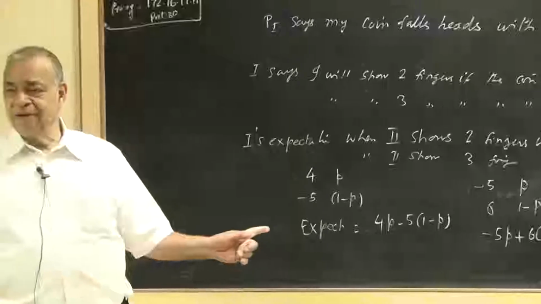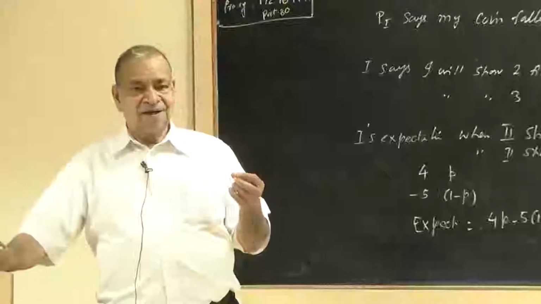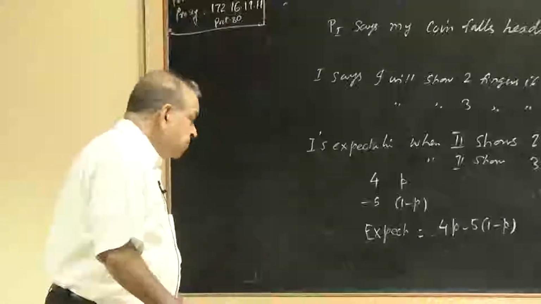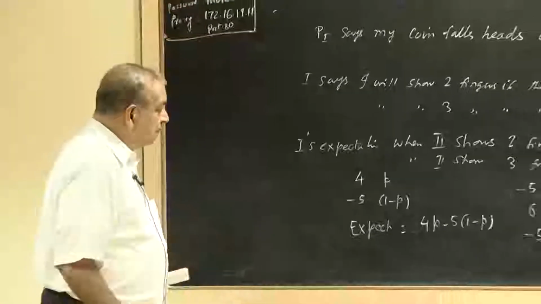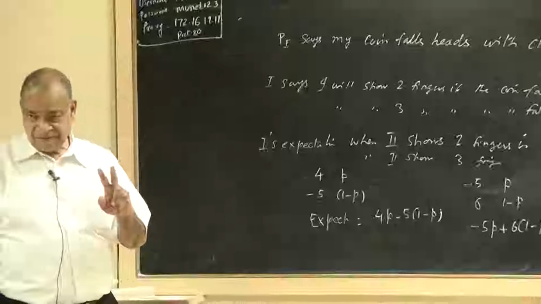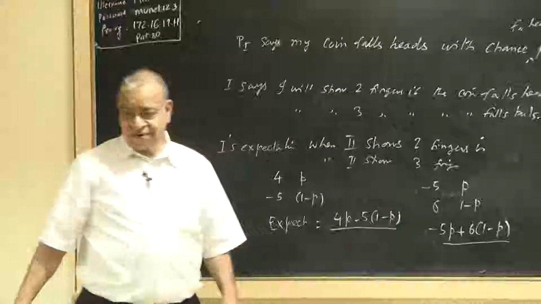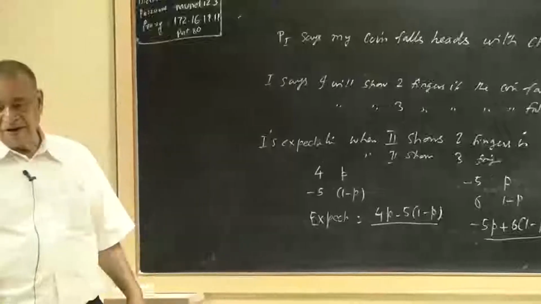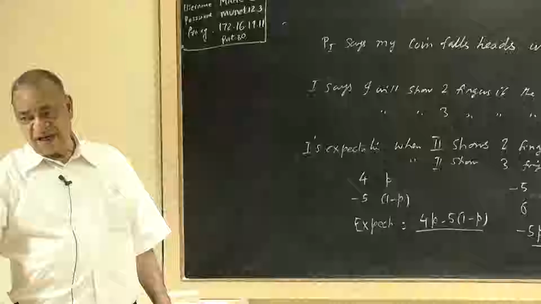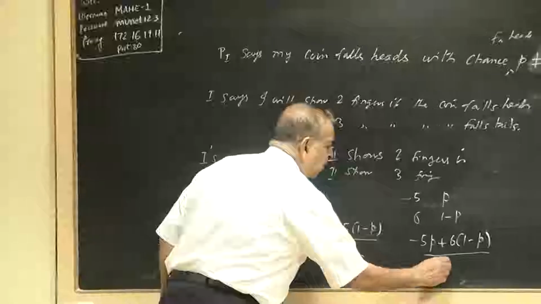Do you follow me? Please stop me if you don't follow this, because this is baby statistics, elementary probability, nothing more. Okay. Now, player 2 has the option to show 2 or 3 fingers. So he would compute this number or that number. Which one will he select? Will he show 2 fingers or 3 fingers? Suppose this number is, say, 2.9. Suppose this number is, say, 3.1. Which one will he select?